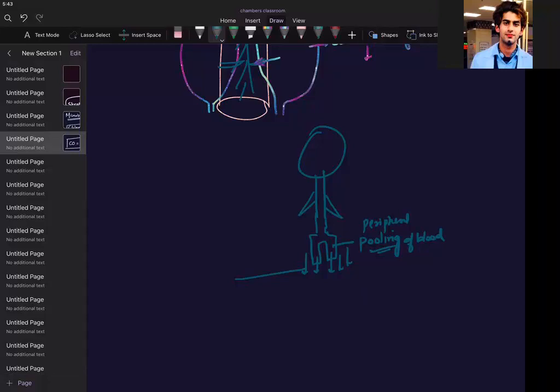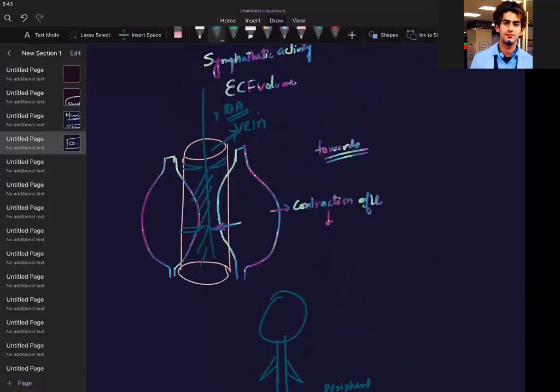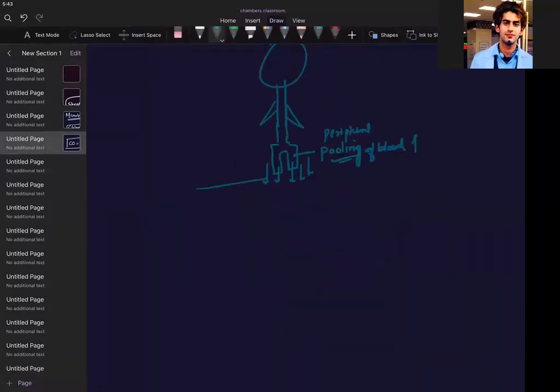And since I am not contracting my muscle, I am standing still, what will happen? My venous return will decrease. That will finally decrease the preload, and that will decrease the stroke volume or the cardiac output. So increased pooling of blood leads to decreased stroke volume.